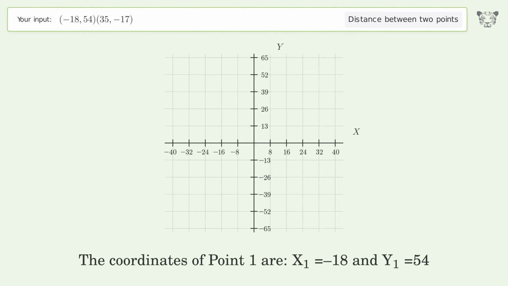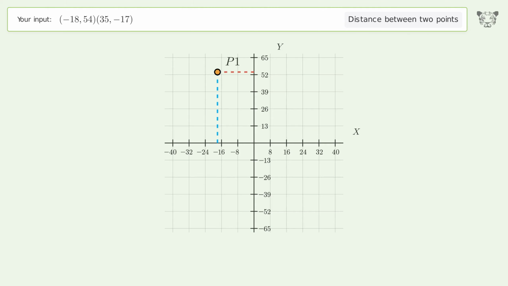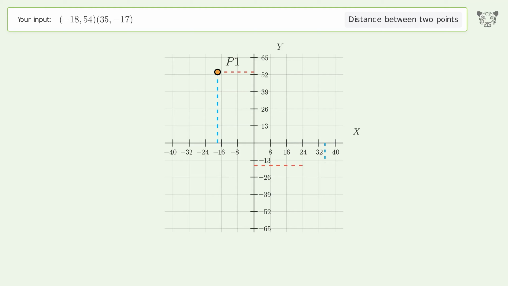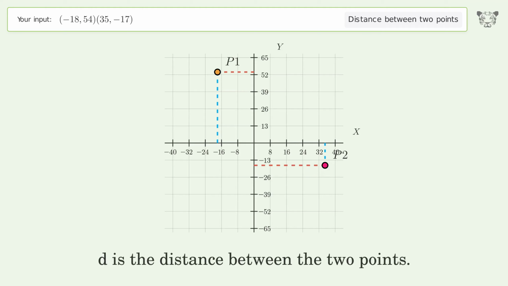The coordinates of point 1 are x1 equals -18 and y1 equals 54. The coordinates of point 2 are x2 equals 35 and y2 equals -17. D is the distance between the 2 points.